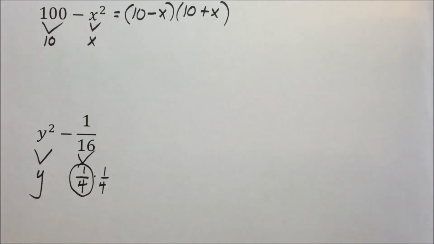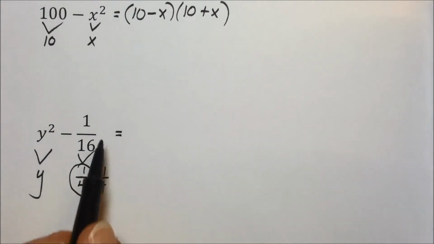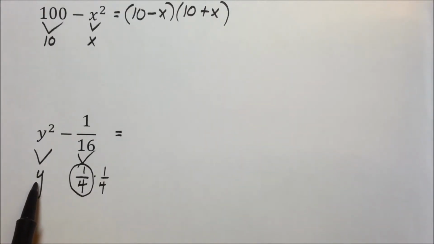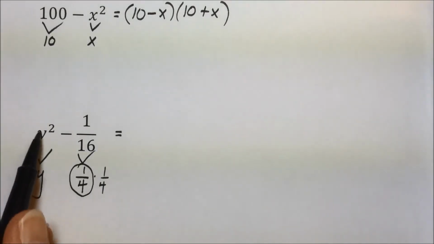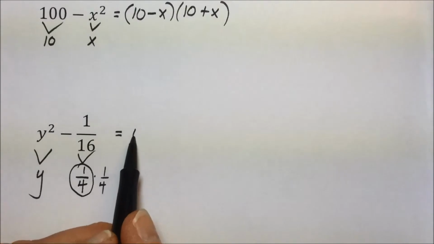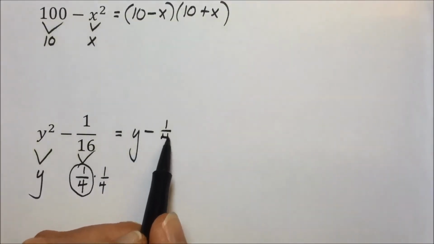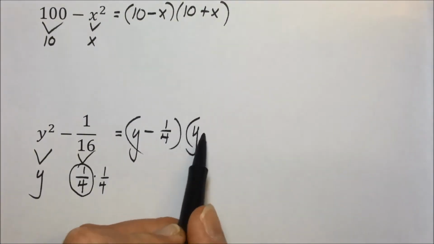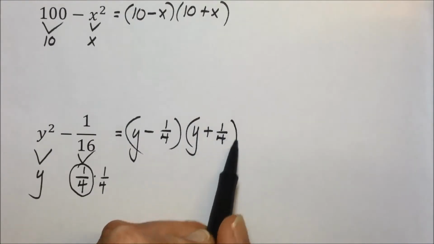And we have a difference as well. So we will have the product of the sum and difference of our first term square root and second term square root: y minus 1/4 times y plus 1/4.